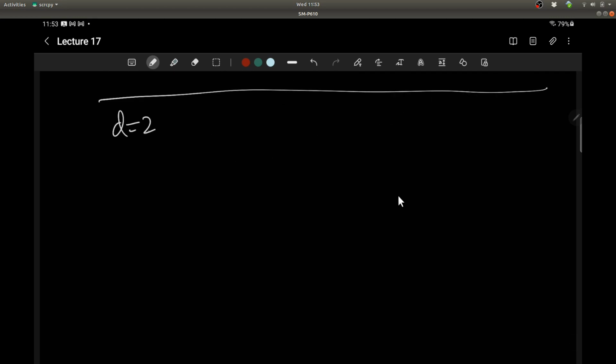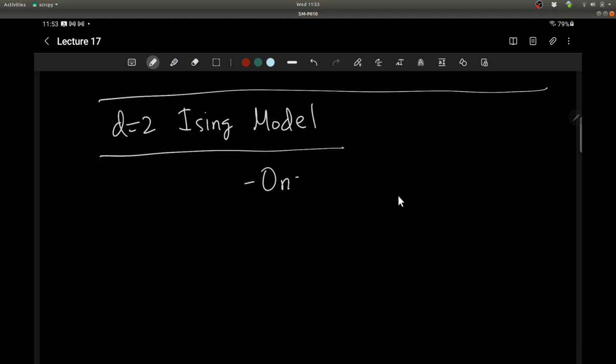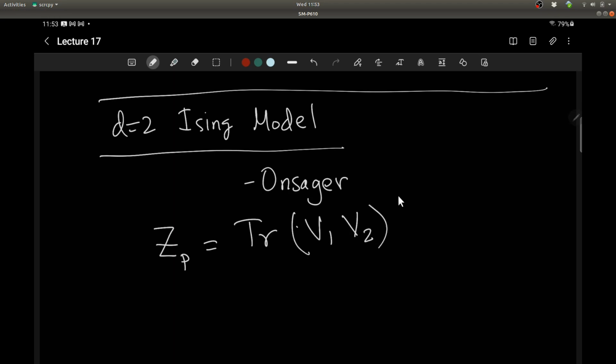The d equal to 2 Ising model. Okay, this was solved by Onsager, and there are many other solutions. So let's do periodic, periodic now in two directions. He showed that this can be written as the trace of V1 V2 to the power n. Or is it V1 power? So he had a product of... now I'm trying to remember.